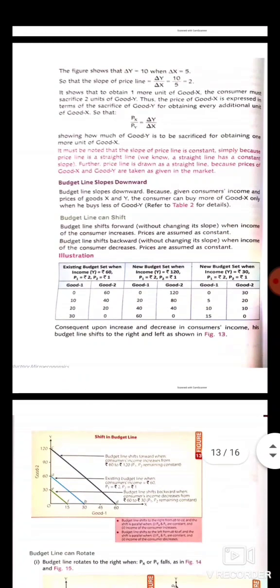And the next is the slope of budget line. The slope of budget line will always be downward sloping, because if a consumer wants to have more of good X, then in that case he has to sacrifice some of the units of commodity Y. So he has to shift some of his income for purchasing another commodity.